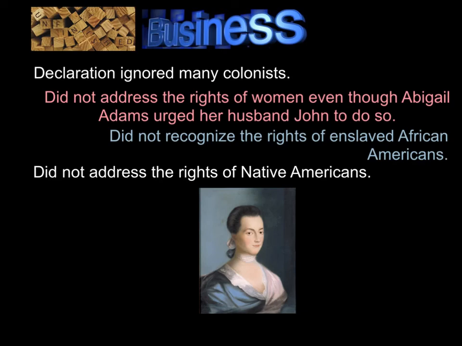Also, it did not recognize the rights of African Americans, meaning enslaved African Americans, though there was a movement by Thomas Jefferson to include slaves in it, but he realized that would not be a popular feature. And finally, it did not address the rights of Native Americans. That is the end of Section 2.